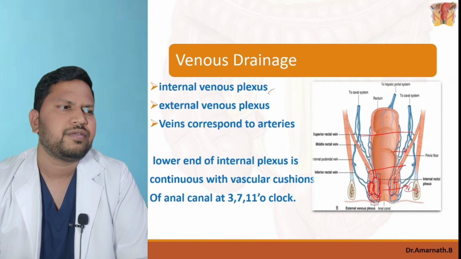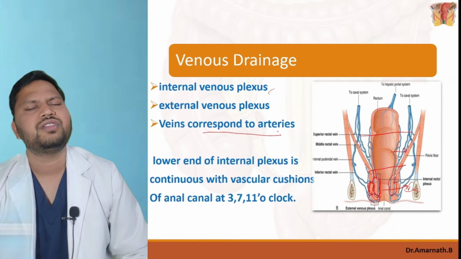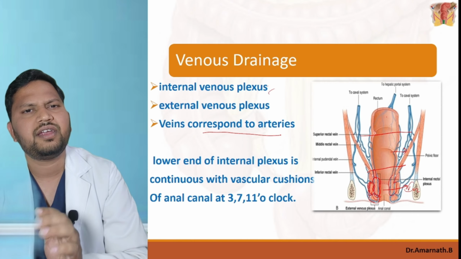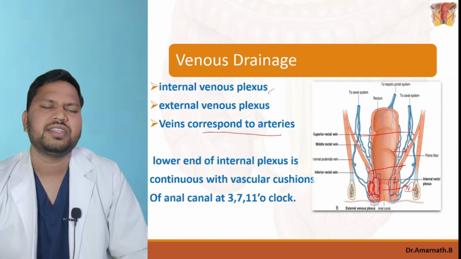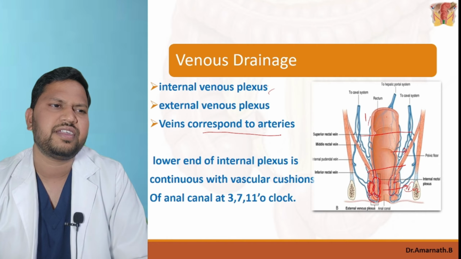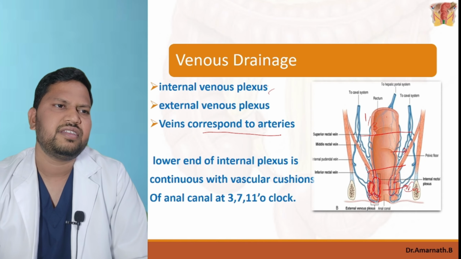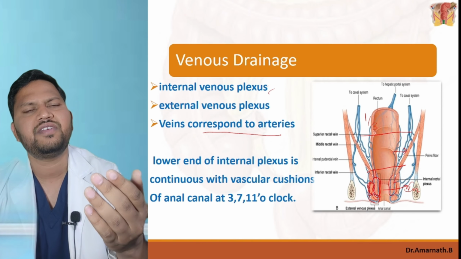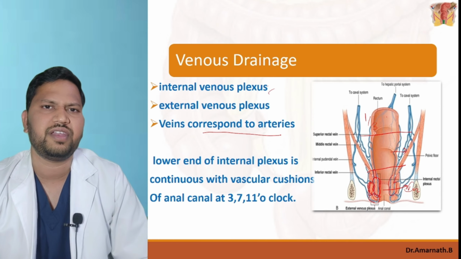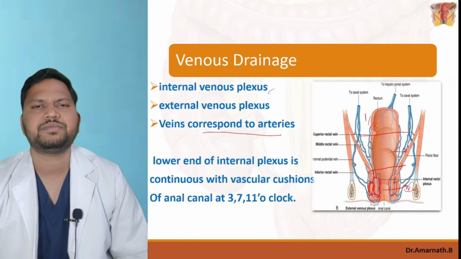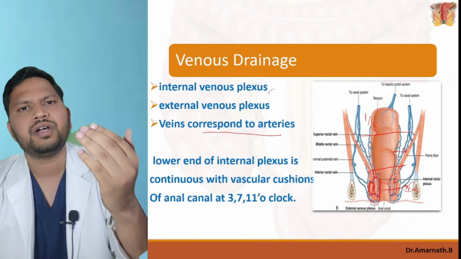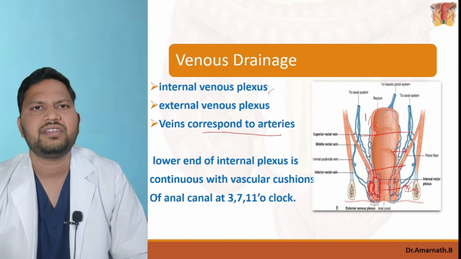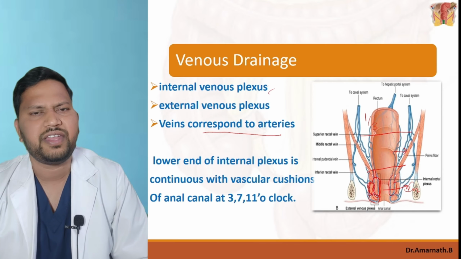So the veins correspond to the arteries. Along with the artery, the vein also correspondingly drains blood from the same level. The upper one-third drains by the superior rectal vein, which drains into the inferior mesenteric vein, which drains into the splenic vein and combinedly enters into the portal vein, whereas the middle rectal vein drains the blood into the internal iliac vein, whereas the inferior rectal vein drains into the internal pudendal vein.